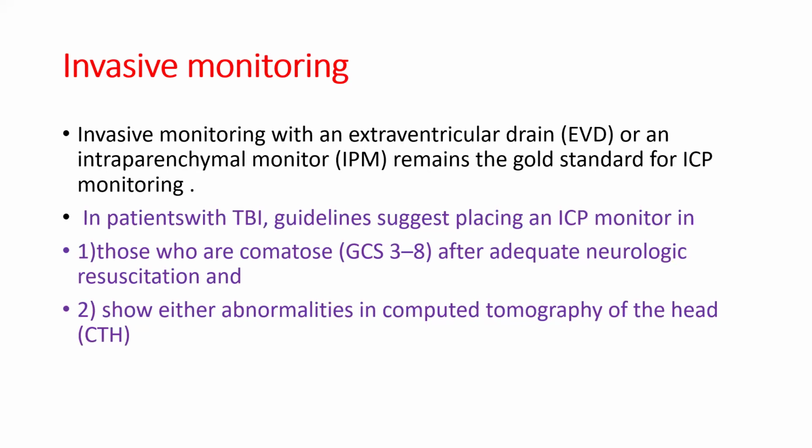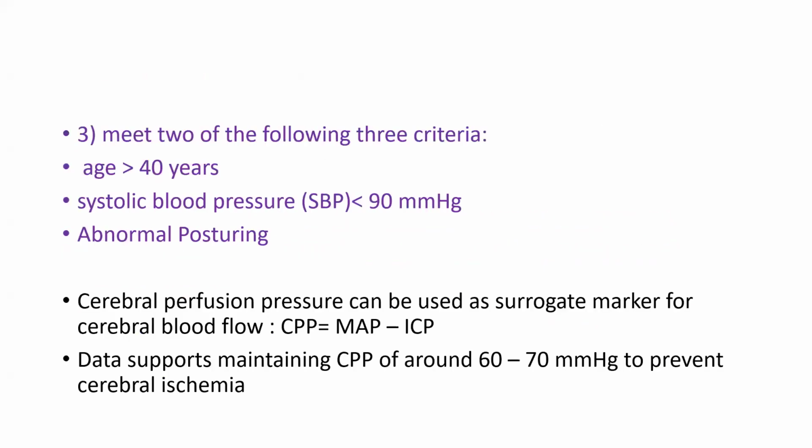Then invasive monitoring. Invasive monitoring with an extraventricular drain or an intraparenchymal monitor remains the gold standard for ICP monitoring. In patients with traumatic brain injury, guidelines suggest placing an ICP monitor in those who are comatose after adequate neurological resuscitation and show abnormalities on computed tomography of the head, and meet 2 of the following 3 criteria: age more than 40 years, systolic blood pressure less than 90, and abnormal posture.